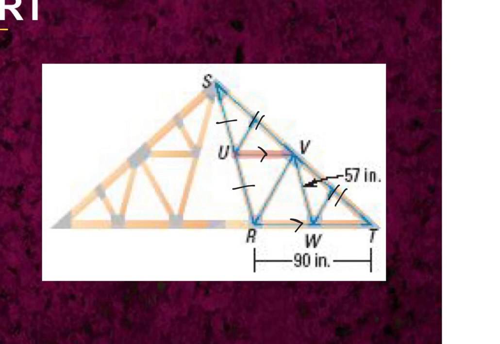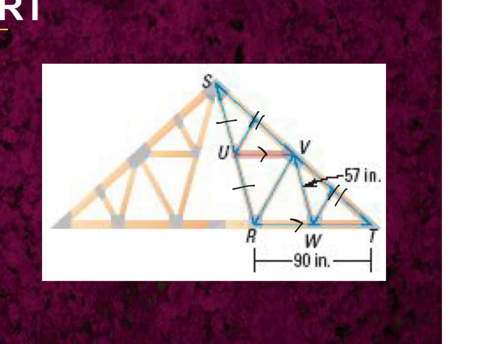Xavier? VW is parallel to SR. No, we're still just involving UV. Remember, the mid-segment theorem had 2 parts. We used one of them. We said it's parallel. What else?